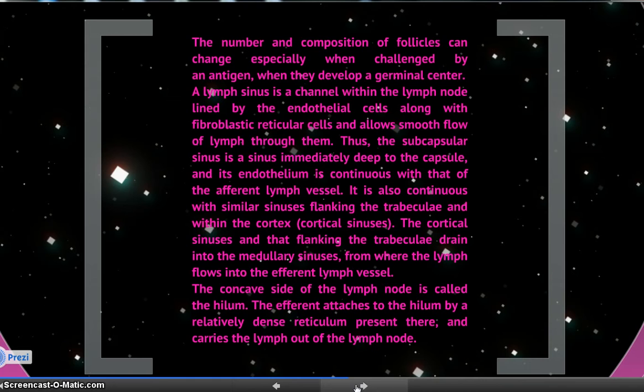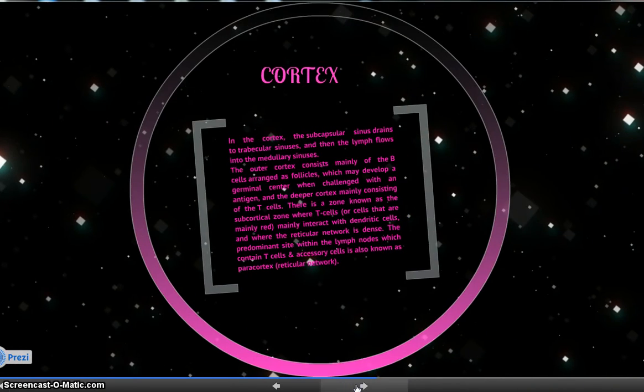Structure. The number and composition of follicles can change, especially when challenged by an antigen, when they develop a germinal center. A lymph sinus is a channel within the lymph node lined by endothelial cells along with fibroblastic reticular cells and allows a smooth flow of lymph through them. Thus, the subcapsular sinus is a sinus immediately deep to the capsule, and its endothelium is continuous with that of the afferent lymph.